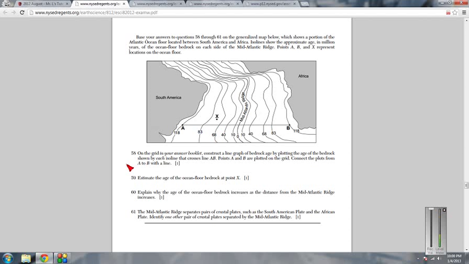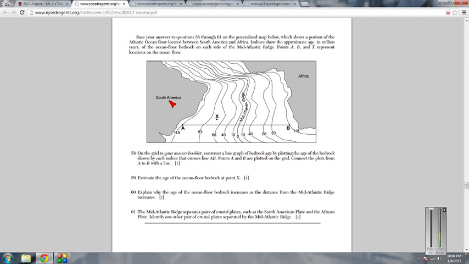60. Explain why the age of the ocean floor bedrock increases as the distance from the mid-Atlantic ridge increases. Now, I'm just going to read the top a little bit again. It doesn't tell us anything about this area, but what you should know about the mid-Atlantic ridge is that it's the spreading center in the middle of the Atlantic Ocean. The Atlantic Ocean is getting bigger every year, and you can kind of see that just by looking at this. If this is 118 over here, 118 over here, well, that means they formed at the same time.